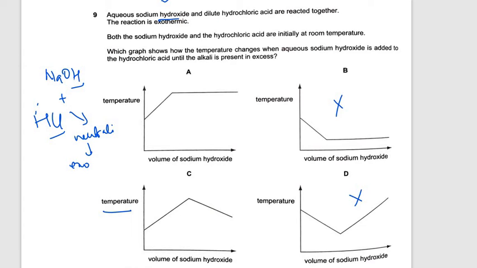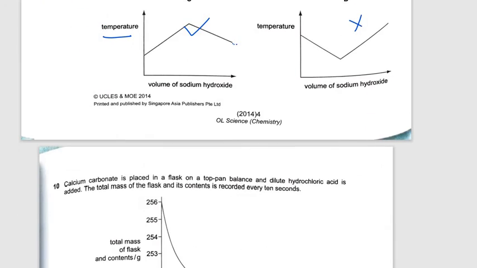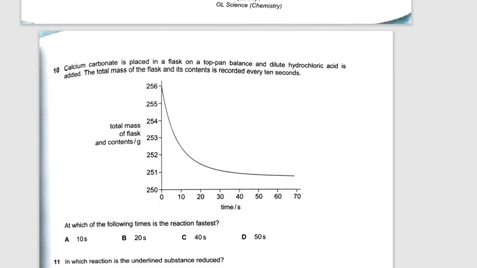Now either it will be A or it will be C. Now look here, if the temperature has increased, it will never stay constant like this graph. When they have made a salt and water, the reaction stops, and then it will come back to the normal temperature according to the surroundings, so only option C is the correct option you have.